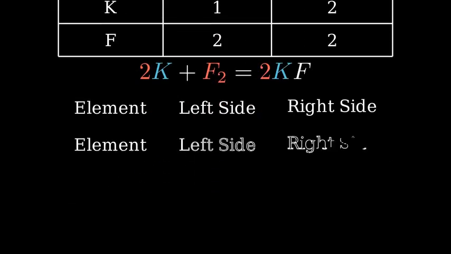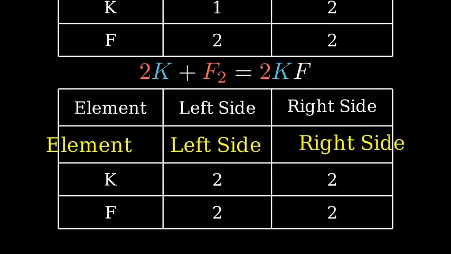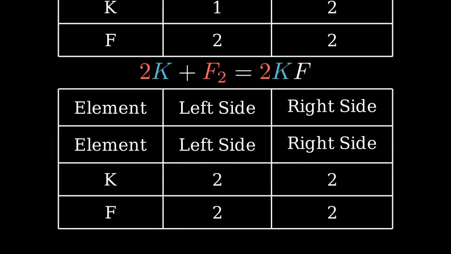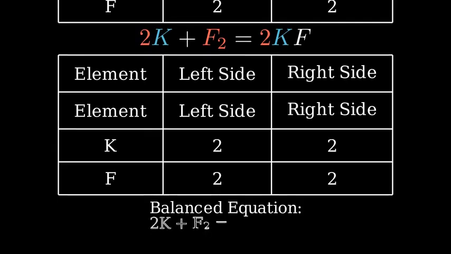Let's do one final check of our balanced equation. We now have two potassium atoms on both sides and two fluorine atoms on both sides. The equation is perfectly balanced. And that's how we balance the chemical equation for potassium reacting with fluorine gas to form potassium fluoride. Remember, the key is to make sure we have the same number of each type of atom on both sides of the equation.